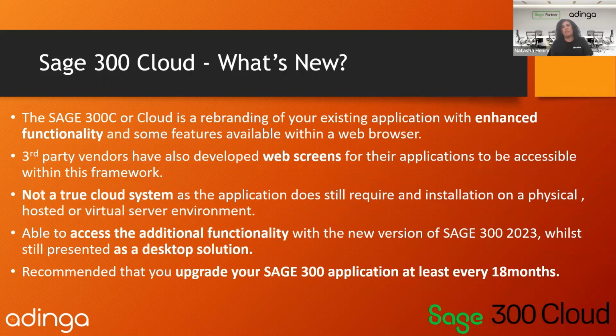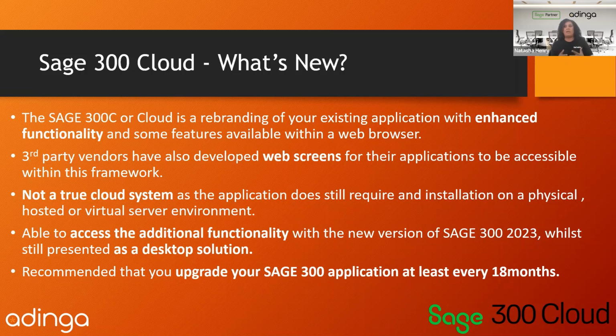We're going to start with Sage 300 Cloud and what's new. So firstly, I'm sure everybody has heard Sage 300C, or what is commonly referred to as Sage 300 Cloud, and wondering, what is this? Is this the next step in my ACPAC system? Essentially, it is a rebranding of your existing application. So it's the existing screens that you used to, but it's now presented to you in a web browser.